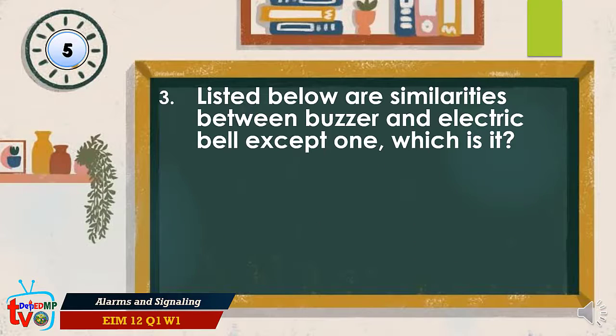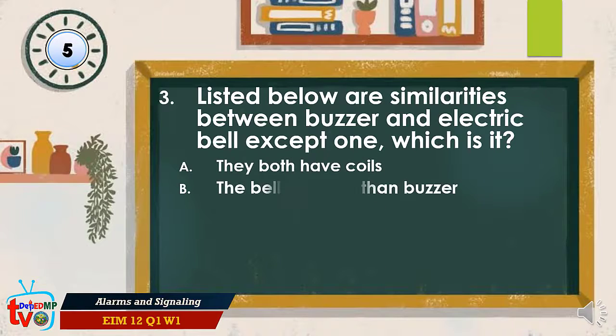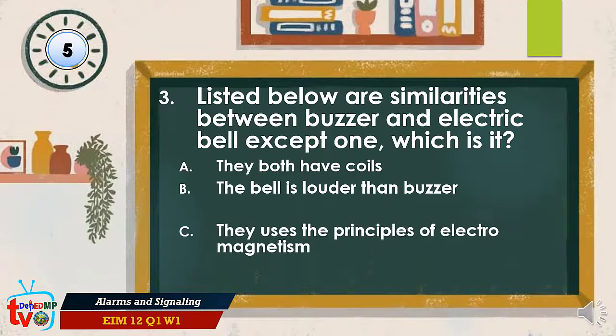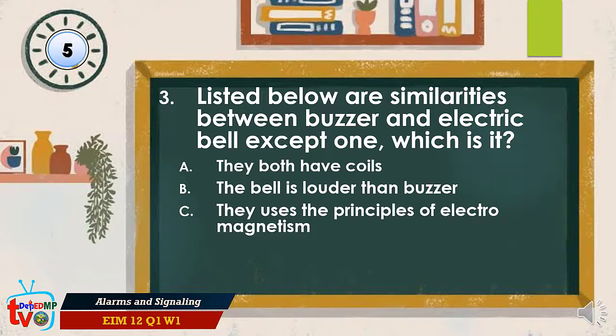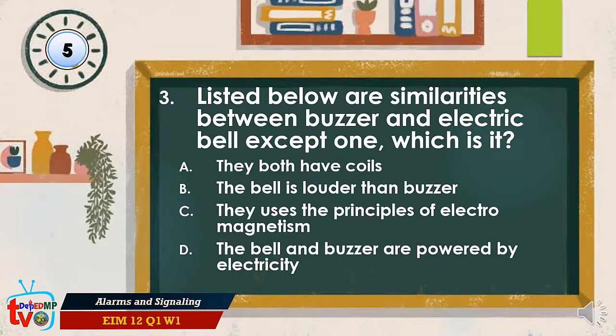Number 3. Listed below are similarities between buzzer and electric bell except one. Which is it? Letter A. They both have coils. Letter B. The bell is louder than buzzer. Letter C. They use the principles of electromagnetism. And letter D. The bell and buzzer are powered by electricity.